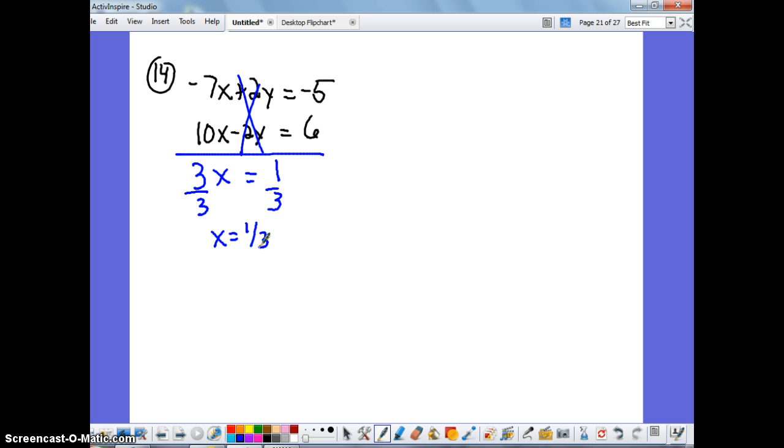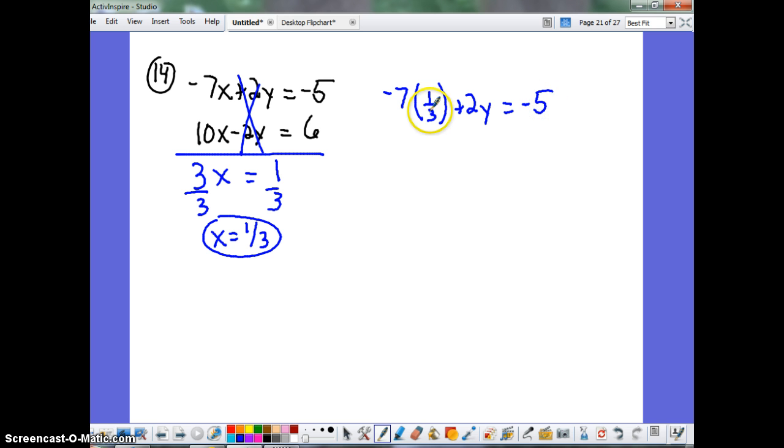So it's a nice start. Unfortunately, though, we get a fraction. Okay? So if x is equal to 1/3, we're going to take that and plug it in. Again, it doesn't matter which one you plug it in. I'll just choose the first one. So this is going to be negative 7 times 1/3 plus 2y is equal to negative 5. So we have a fraction in there. Remember, this is negative 7 over 1 times the top. So negative 7/3 plus 2y equals negative 5.